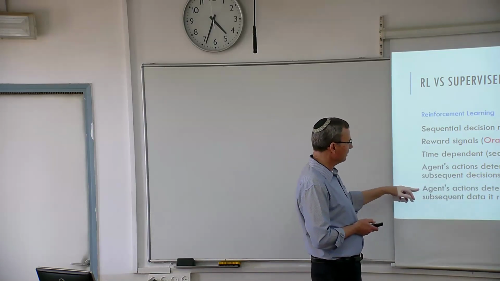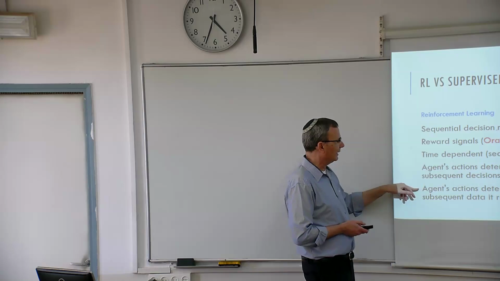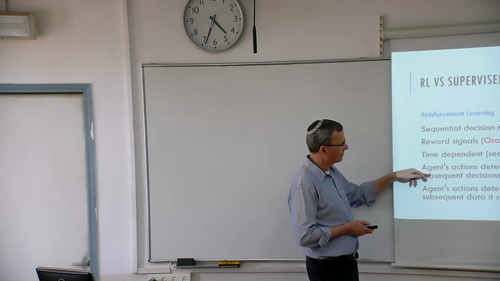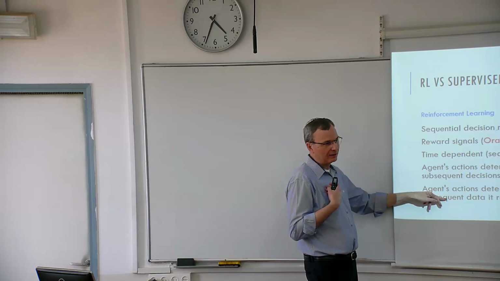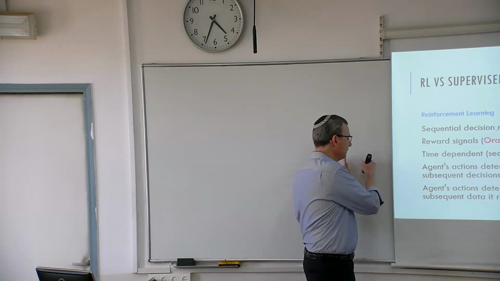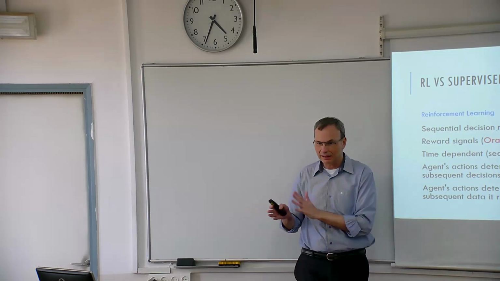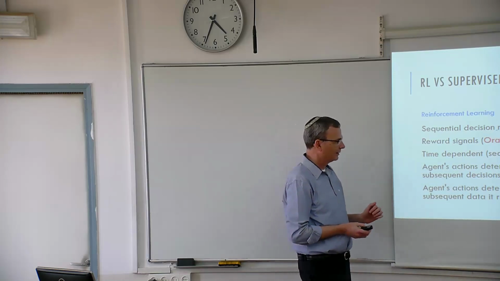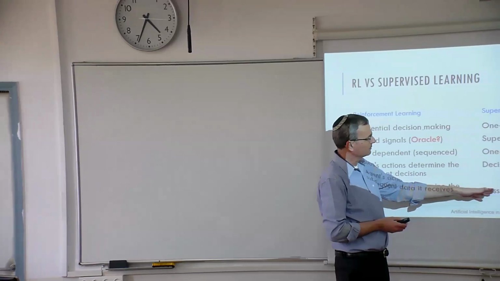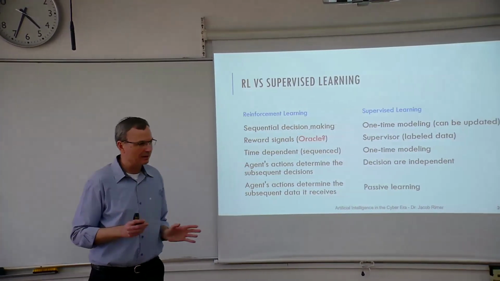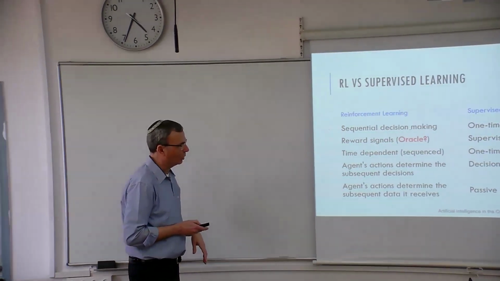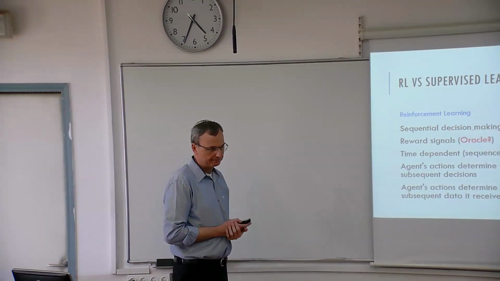The agent's action also determines not only the decisions, but also the feedback. Because if I now get stuck in the wall, I get feedback from the wall. If I went right, I would not get it. And here it's passive learning. I just put in the examples, let it learn, and it has no environment at all. Questions about it?